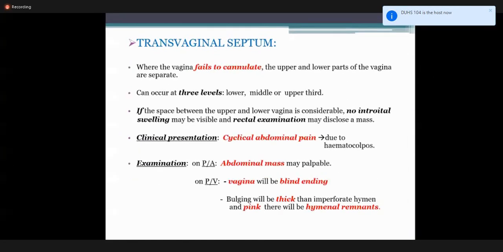The clinical presentation of cryptomenorrhea with transverse vaginal septum and imperforate hymen is usually cyclical abdominal pain. A mass may be palpable abdominally, which is hematocolpos or hematometra. The vagina may be blind ending, or there may be a complete membrane at the introitus which is obstructing the vagina. It may produce a pinkish or blue discoloration because of the blood at the back of this membrane, which is the imperforate hymen.